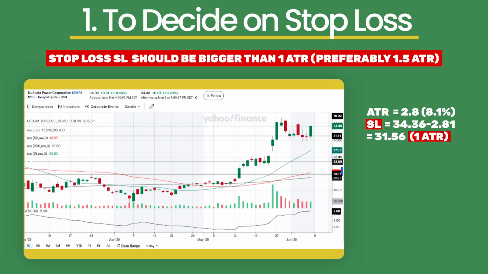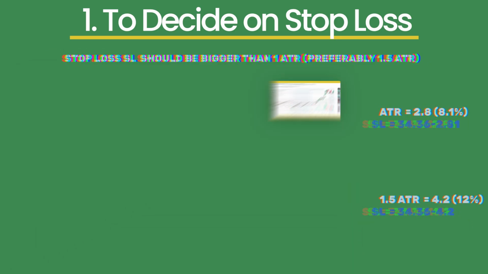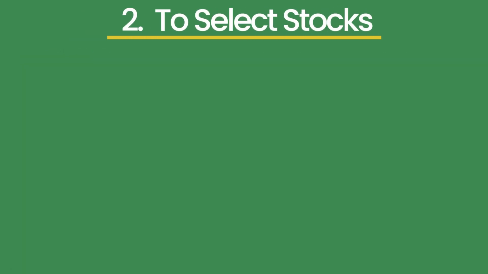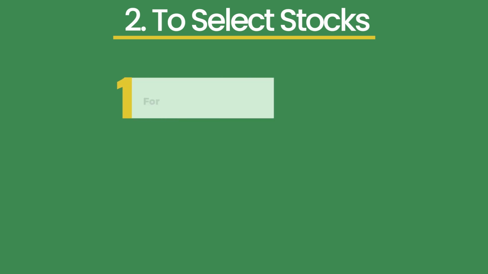So if you are going to choose a stop loss for this stock and you use a 1.5 ATR, then your stop loss will be placed 12% away from the purchase price. And you can see that your loss here will be 12%. So if you cannot tolerate a 12% stop loss, don't go to high ATR stocks. And this is leading us to the second usage of the average true range, is to select stocks.